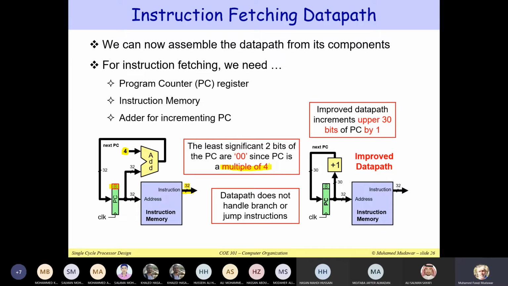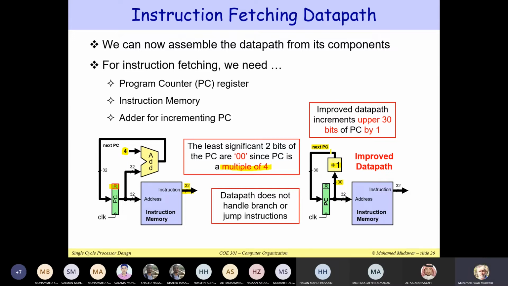Take the upper 30 bits of the PC and just increment it by 1. So rather than using an adder, I can just use an incrementer that will increment the upper bits of the PC. So this is my next PC. This is a small modification to the data path. By adding 1 to the upper 30 bits, it's like adding 4, but there is no need to add 1, 0, 0 in binary. We can just add 1 to the upper 30 bits. I hope this is clear.